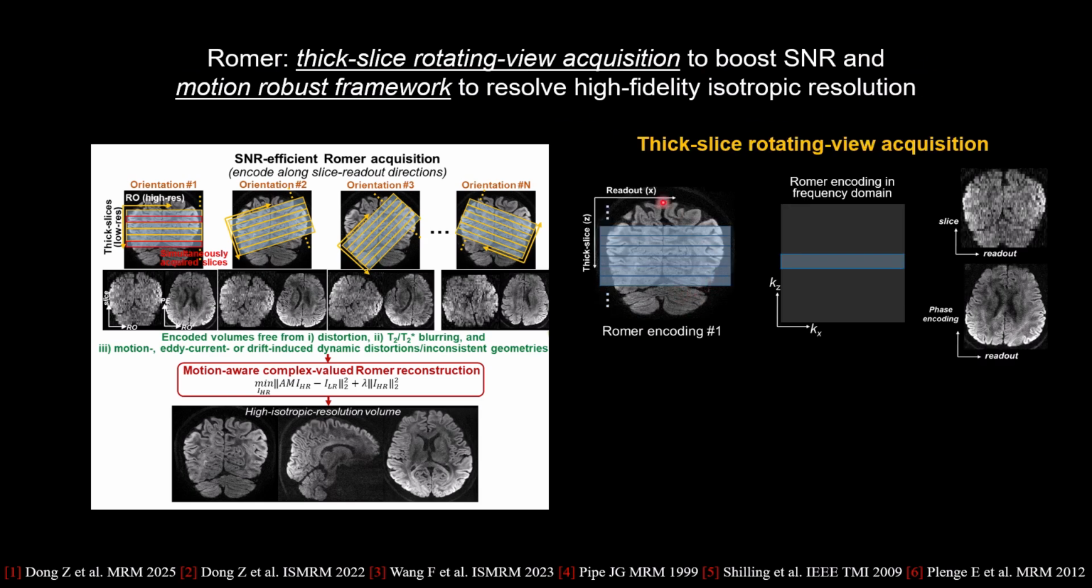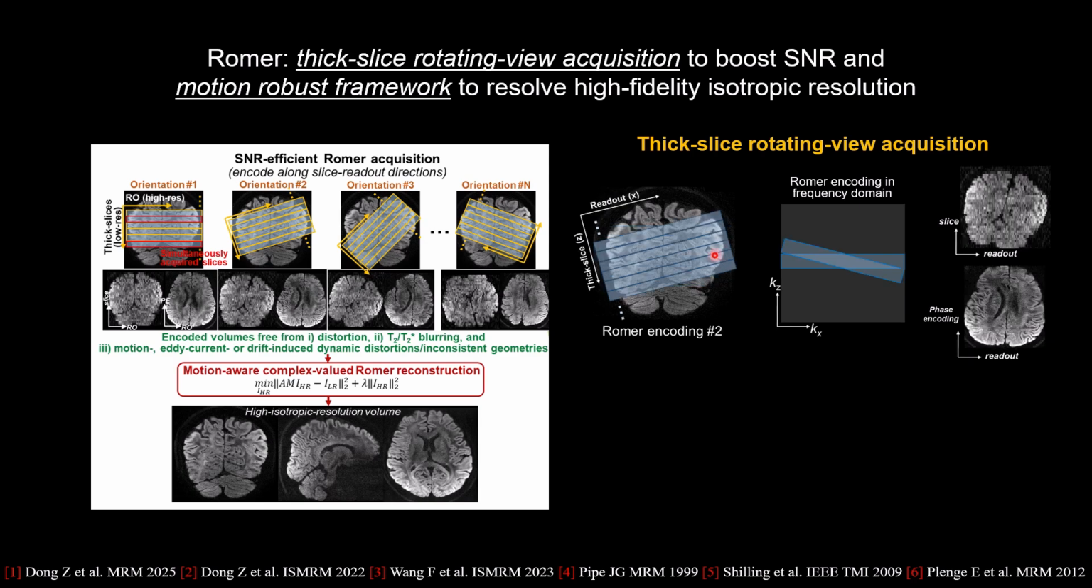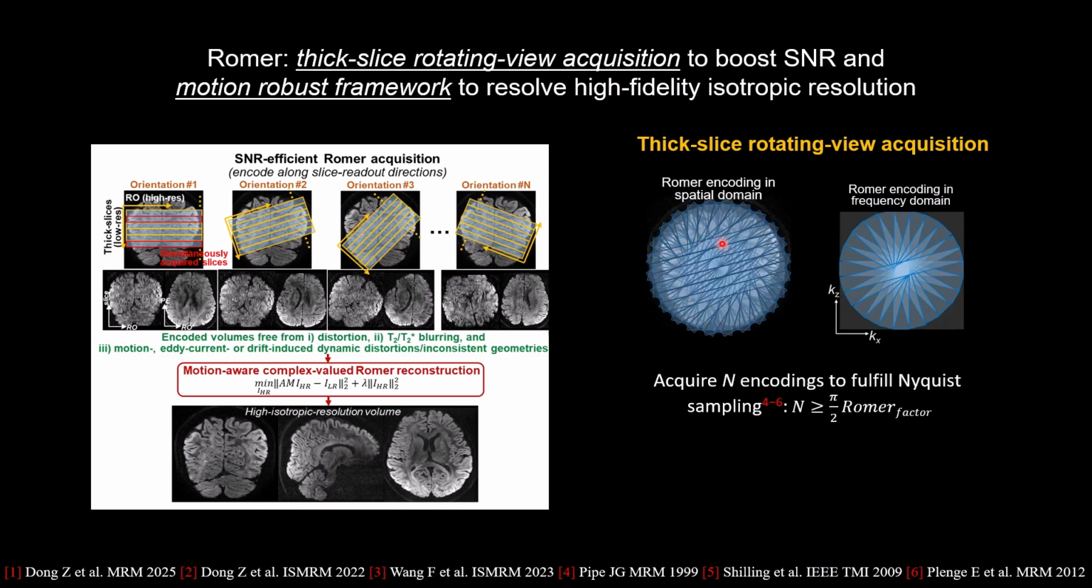In Romer, we use this thick-slice acquisition to reduce volume TR, so we can acquire more averages in the same amount of time to improve the SNR efficiency. And this thick-slice encoding corresponds to a blade in the 3D k-space. We will acquire different slice orientations with this rotating-view encoding in the image domain to acquire sufficient frequency information to resolve the target high-resolution volume.